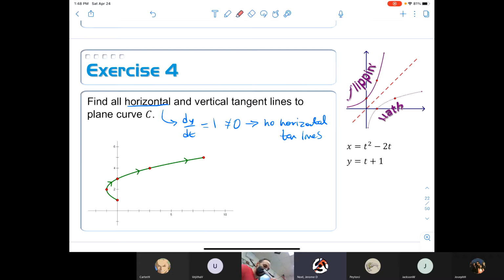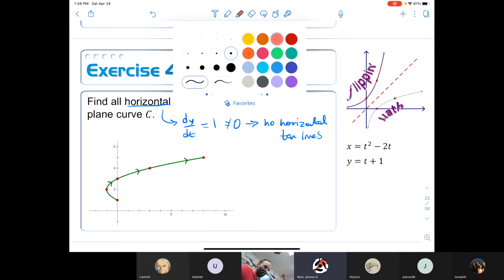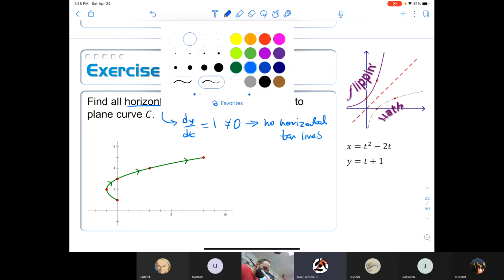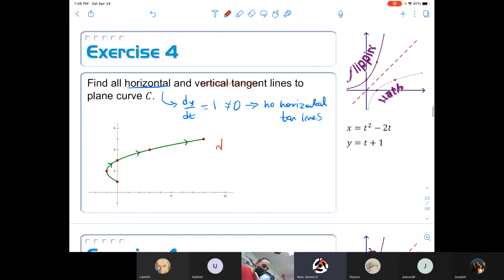So now let's do vertical over here. Now we want dx/dt, which I think we already found, right? 2t minus 2, set that equal to 0. So t has got to be equal to 1. Now, this just says find all horizontal and vertical tangent lines. This just gives me a t value. What am I supposed to do after that? Plug it back into the x and y.